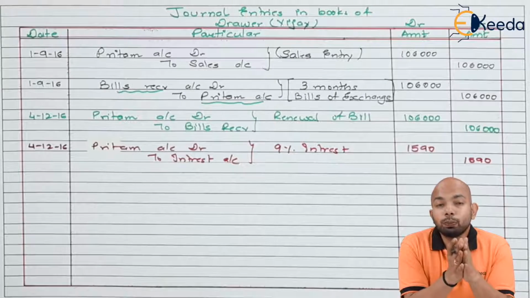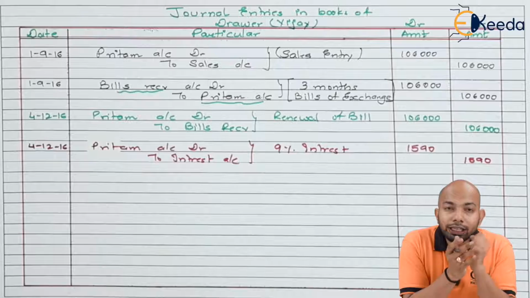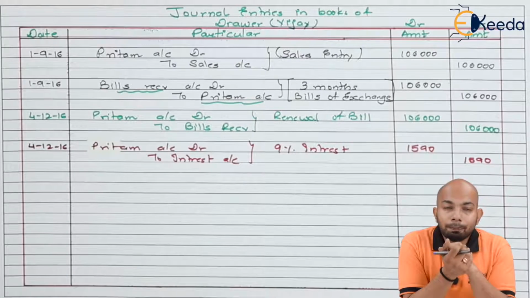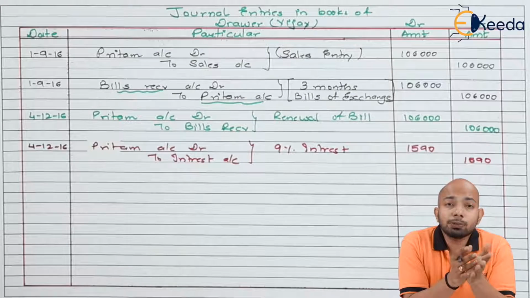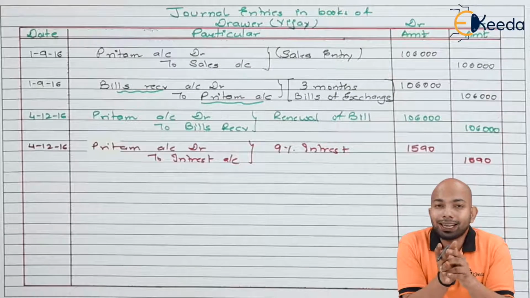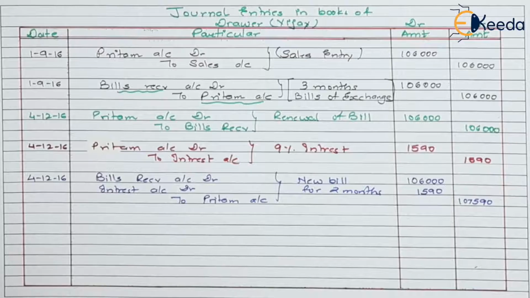However, in this new bill, we'll have only the amount which is supposed to be paid. That means original bill amount plus interest amount. Interest amount has been already paid, so the original bill will be 1,06,000 itself. So on 4th of December, a new bill was generated. Cash amount was received as a part of interest, and accordingly a new bill was generated in the name of Preetham. Now the last entry that we will refer to is completely honoring the bill after 2 months.